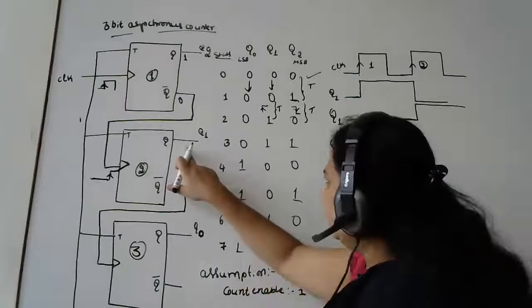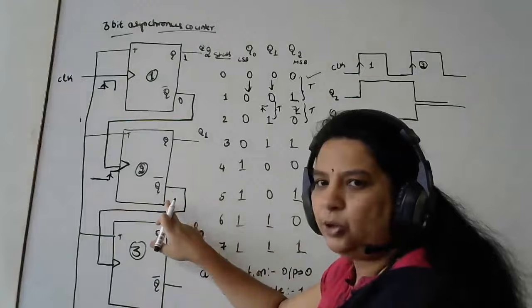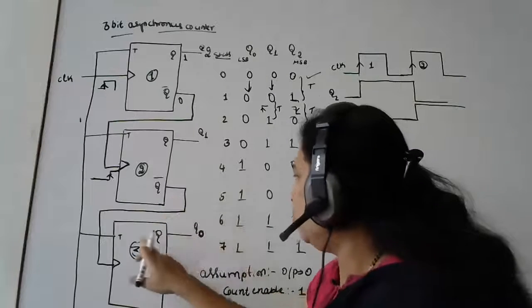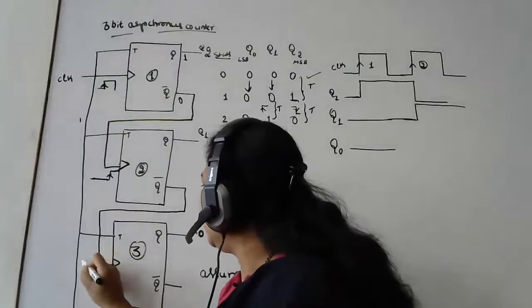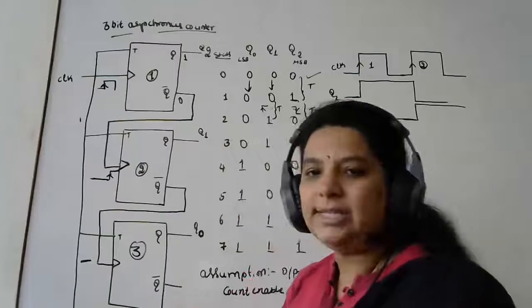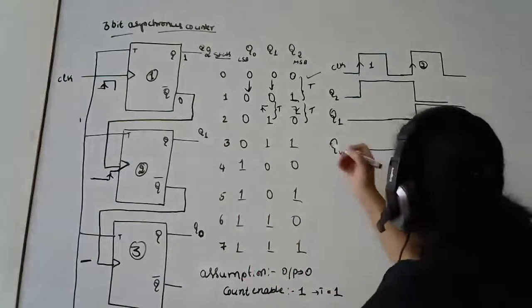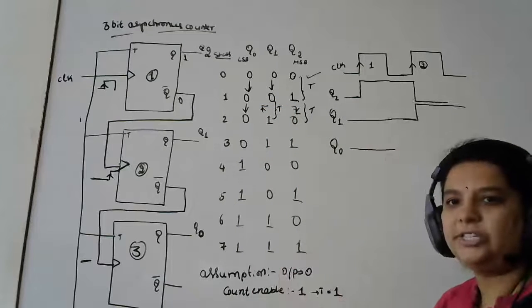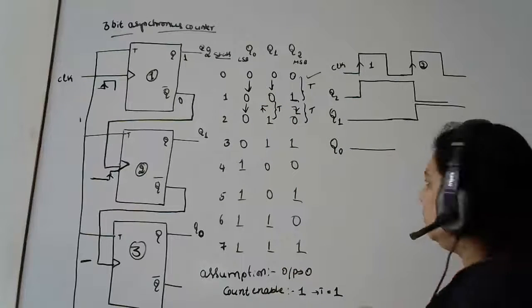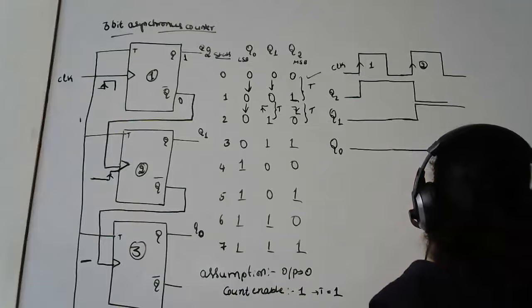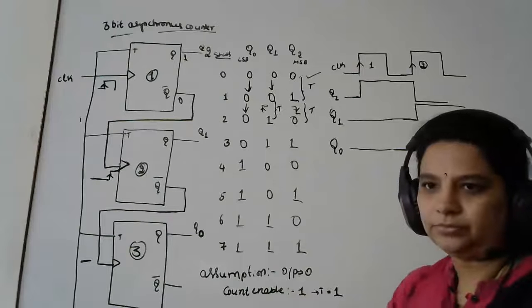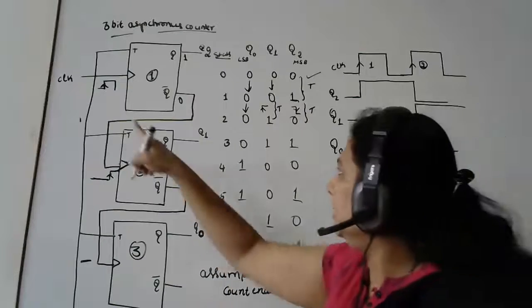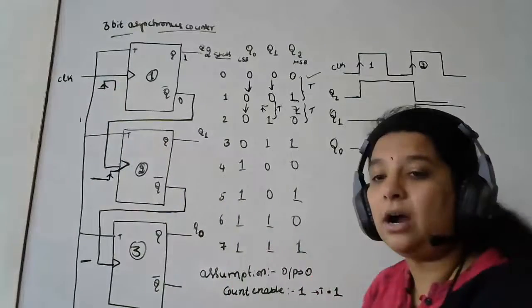When my Q1 goes to 1 state, what happened to Q1 bar? Q1 bar is in a zero state only. So, this clock is still in a negative level. As this is still in a negative level, there will be no change from here to here. So, it still continues to be in a zero state only. Okay. Now, let us apply the next clock pulse. Where? Here. I'll apply the third clock pulse.